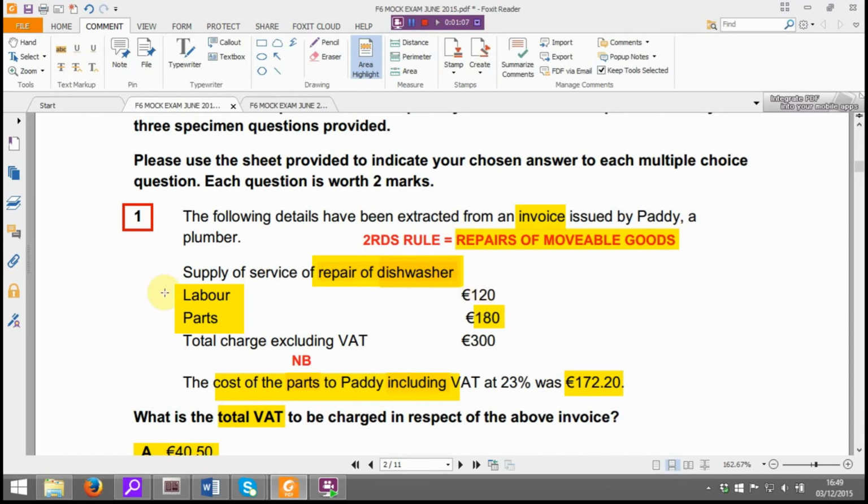And the problem that we'll have is that they'll provide us with details in relation to labour and indeed parts, and they'll also give us some form of total. And really what we have to do is to see whether or not the cost element of the parts is above or below 2/3. Okay.